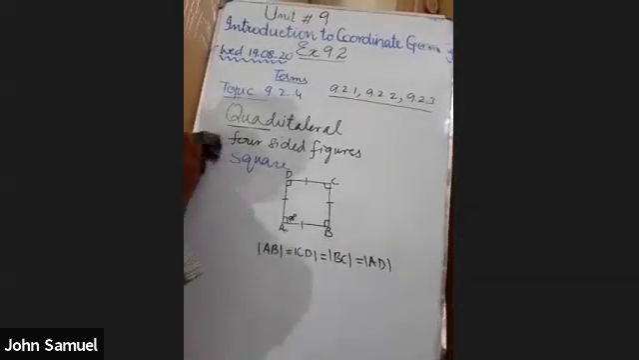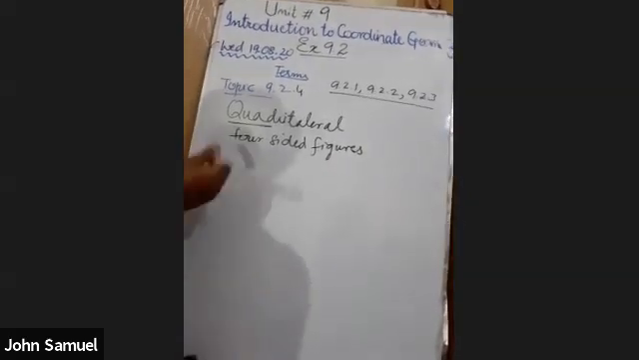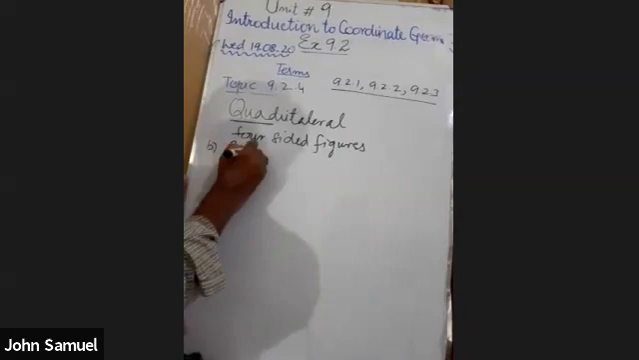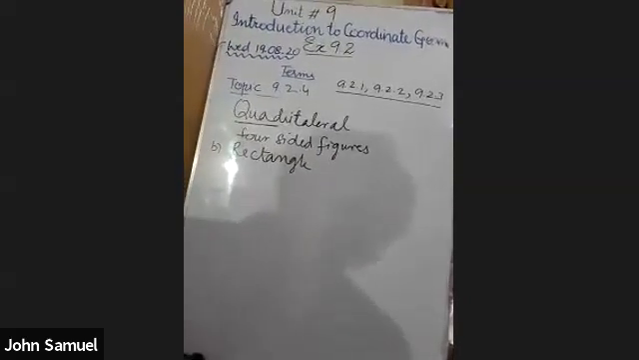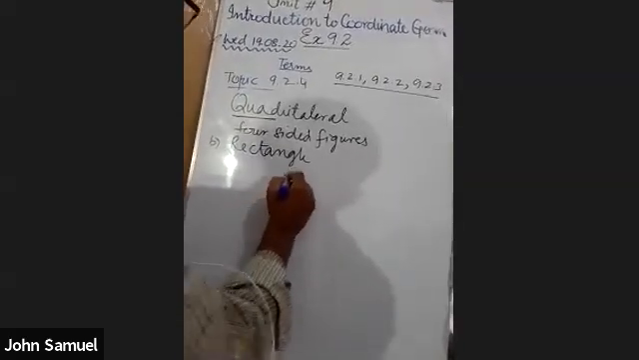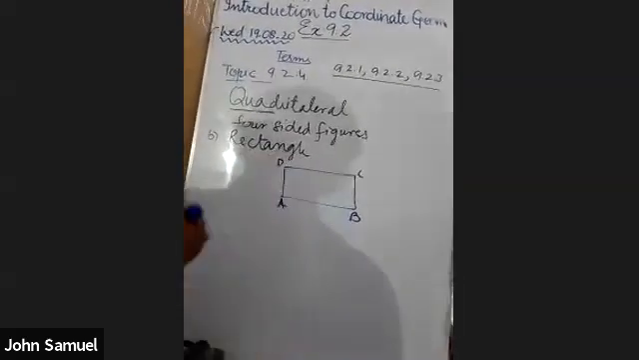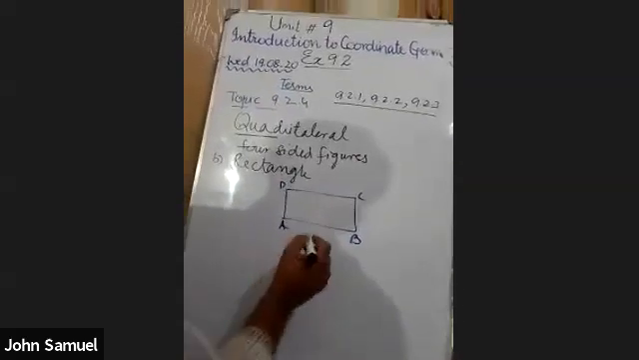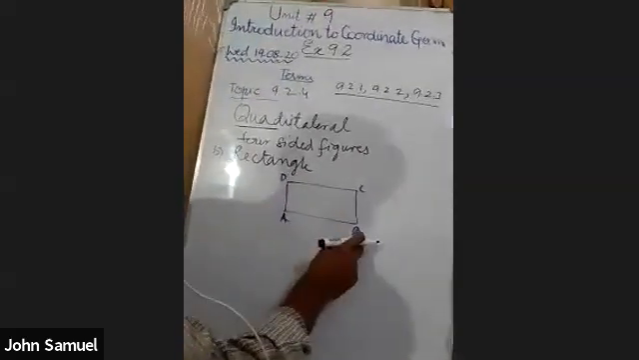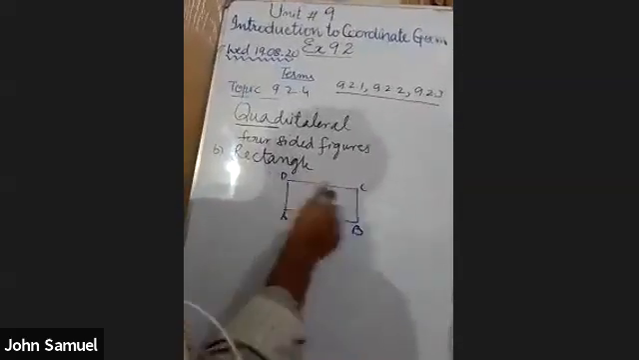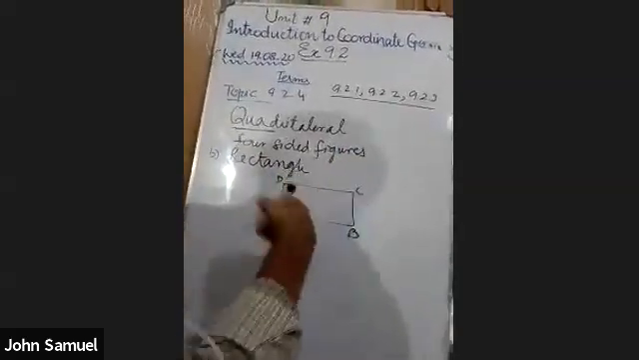So what is a rectangle? Remember students, a rectangle is a closed figure with non-collinear points. Always remember, when the points are not on the same line, we say these are non-collinear points. So we can draw it like this: A, B, C, D. In this closed figure, all are non-collinear. So if we talk about all the points, these all are non-collinear.